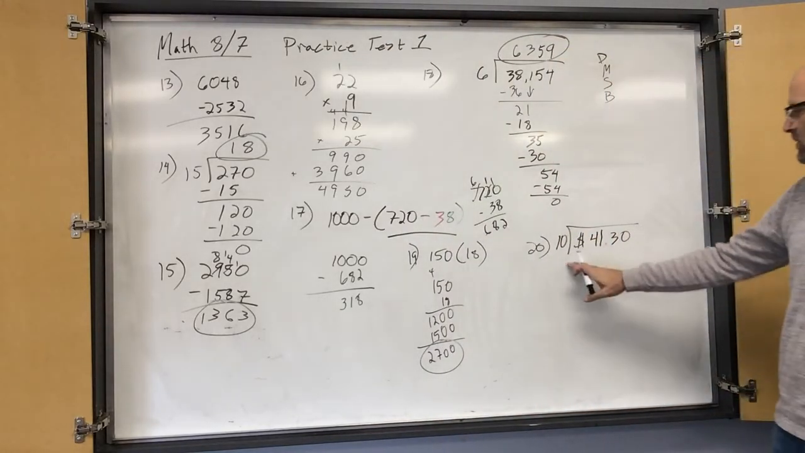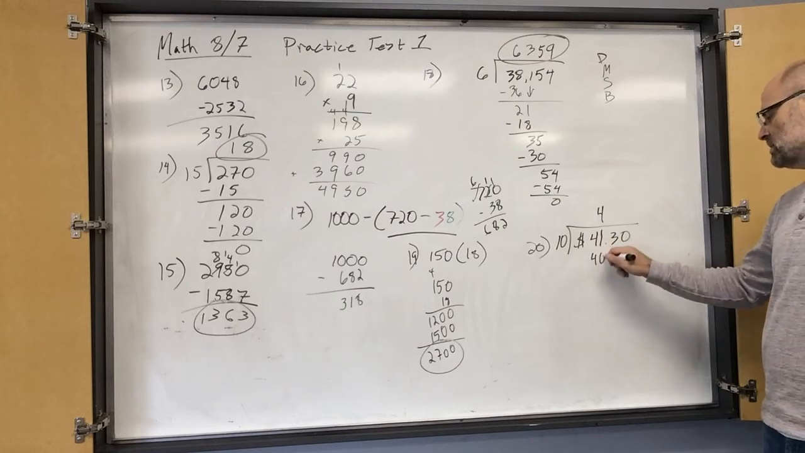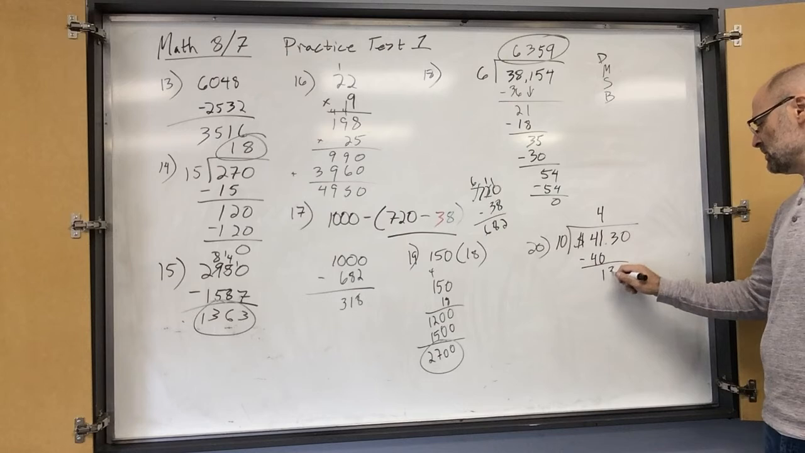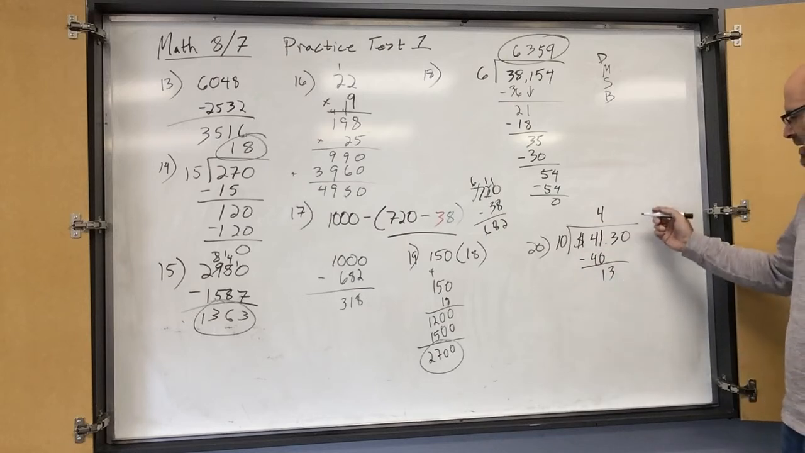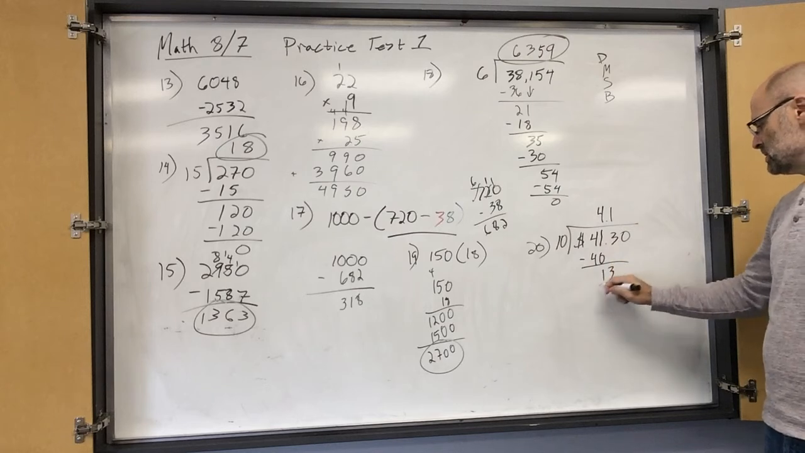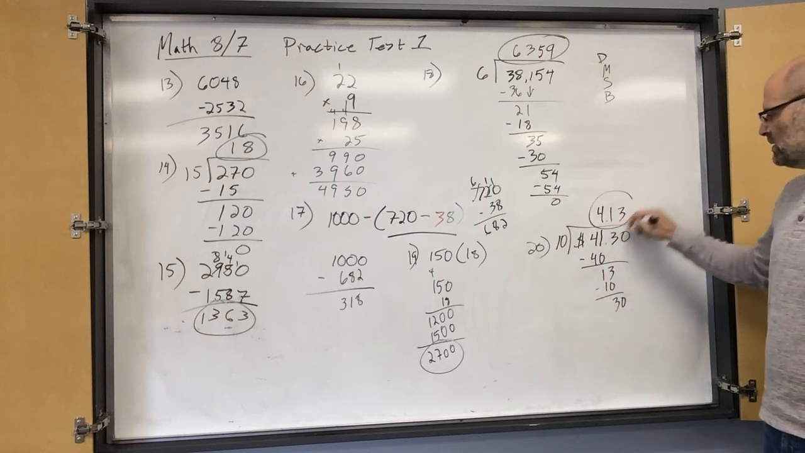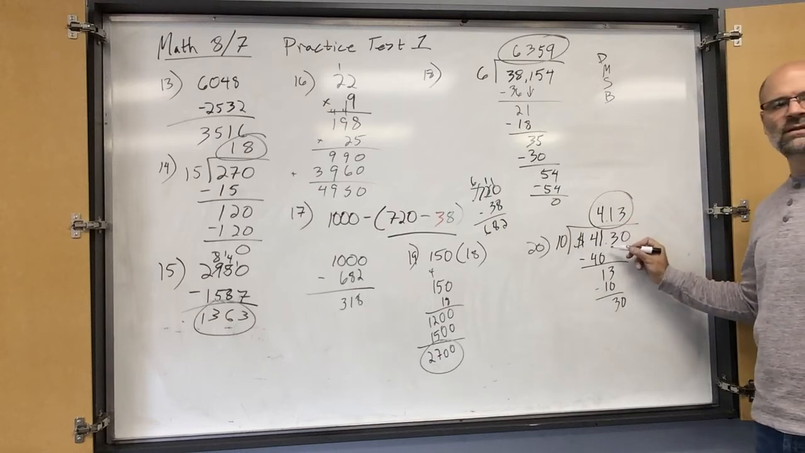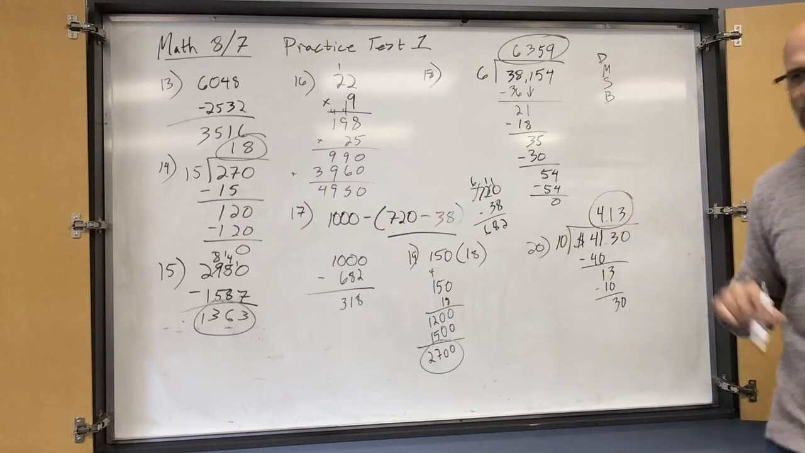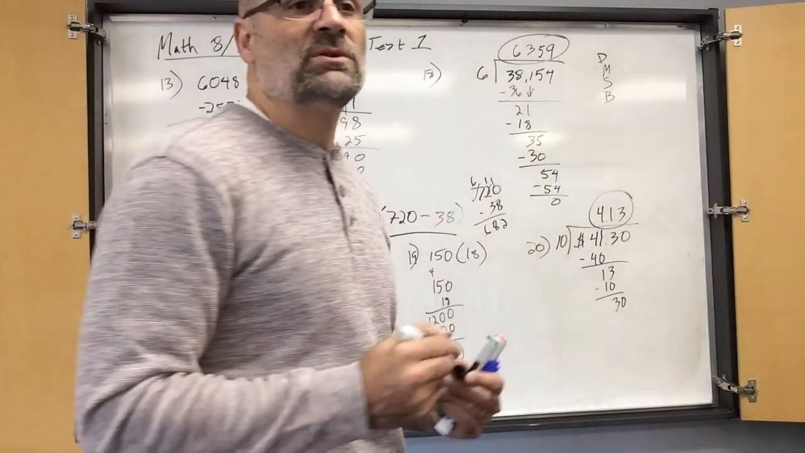So how many times does 10 go into 41? 4 times. Multiply, subtract, bring down 3. How many times does it go into 13? Goes in 1 time. Subtract. How many times does it go into 30? 3 times. And then you're like, oh, that looks a lot like that. Just the decimal was over one place. Okay, what happens if you multiply a decimal number by 10?